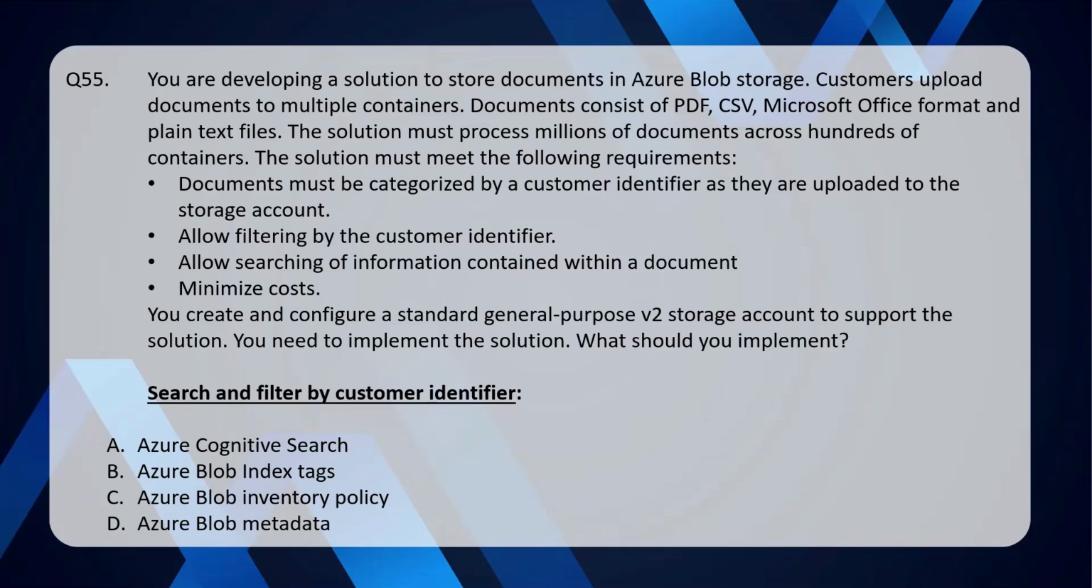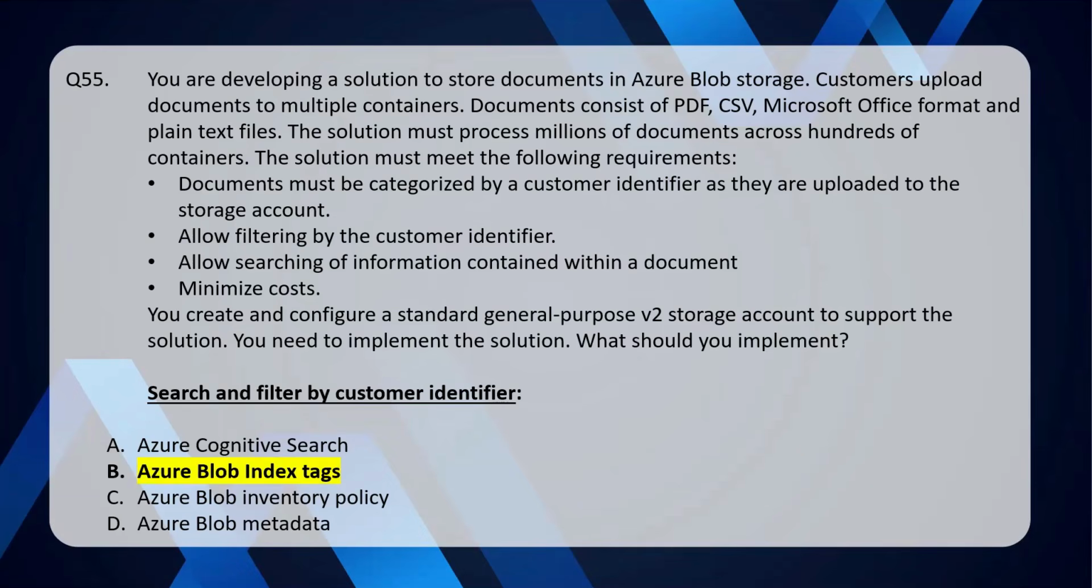What should you implement? Friends, the first part of the question is talking about search and filter by customer identifier. Your options are Azure Cognitive Search, Azure Blob Index Tags, Azure Blob Inventory Policy, Azure Blob Metadata. Folks, we want to tag each document with a customer identifier and then be able to filter or search on that. So you should make use of blob index tags.